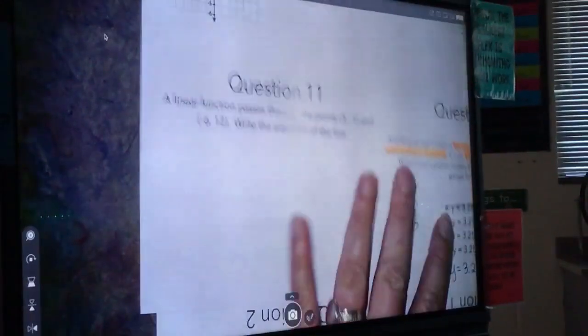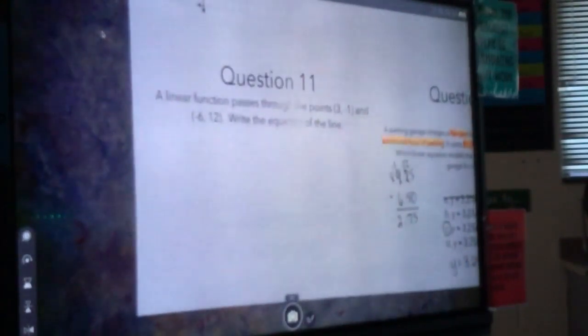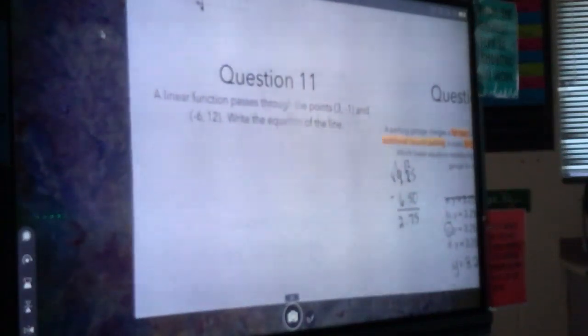All right, number 11. Since you guys like the y-intercept formula, slope formula. A linear function passes through the points (3, -1) and (-6, 12). Write the equation of the line. So what is your equation? How many of you did this? Okay, stand up if you did this. If you did not do this, you need to do it now. Do number 11.